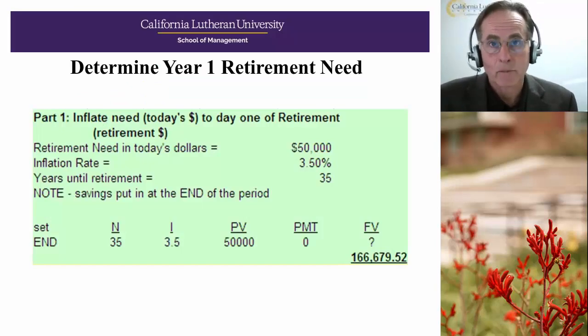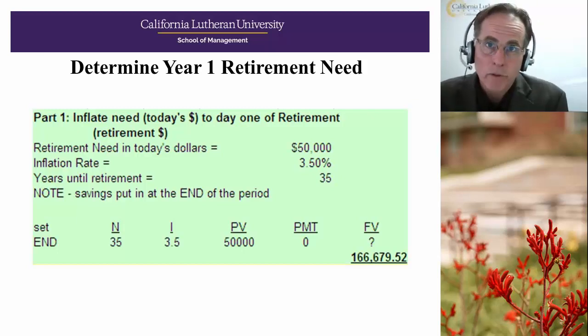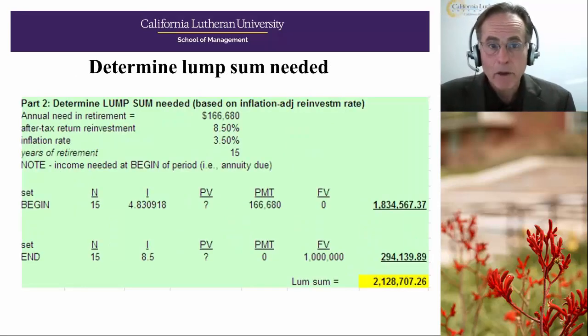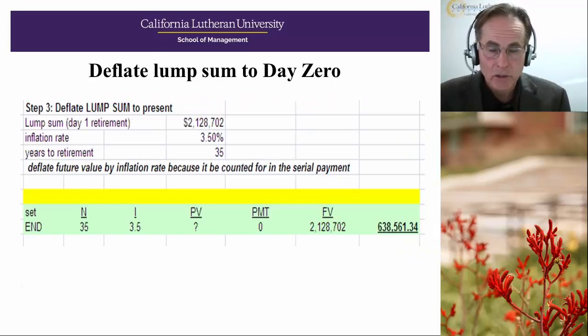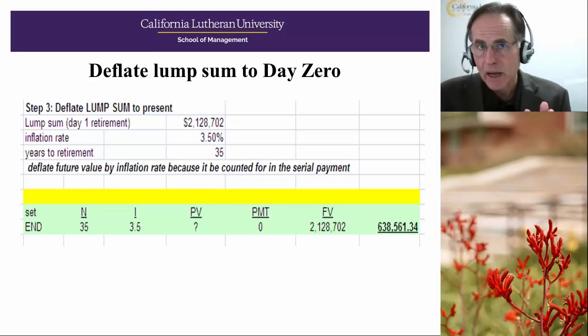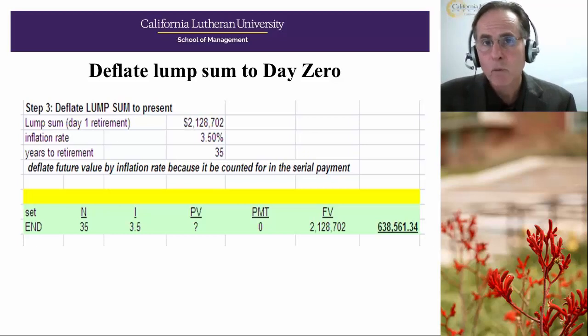Well, steps 1 and 2 are identical. We're simply going to inflate what the current need would be today to that 35 years out when they plan to retire at the cost of living. That 166 becomes our what we need. Then we go through the idea of determining our lump sum with 166,000, which is going to inflate by the cost of inflation. We worked through this before. There's a legacy amount. We still have to come up with 2,128,000, but this is where the calculation starts to change. And it's not, I don't think, intuitive, but I'm trying to walk you through the process.